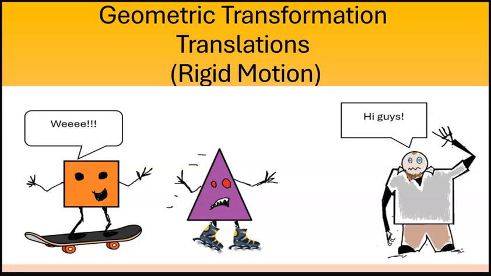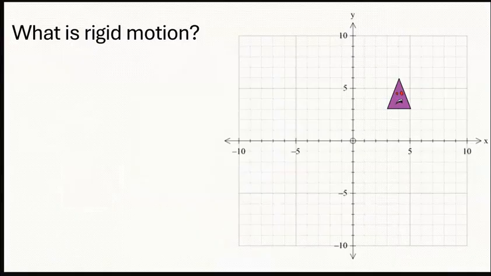Hi guys, in this video we're going to talk about geometric transformations. In this particular video we're going to talk about translations. First we're going to talk about what rigid motion is, then what translations are, then we're going to do a couple of examples. In simple terms, rigid motion is just moving a shape around a graph without changing its size.